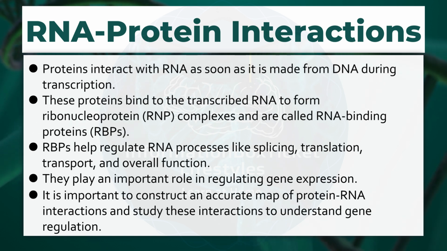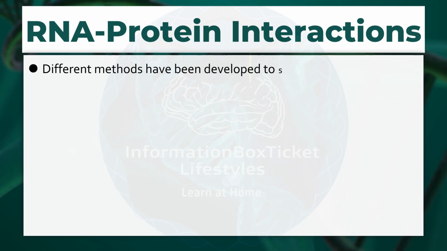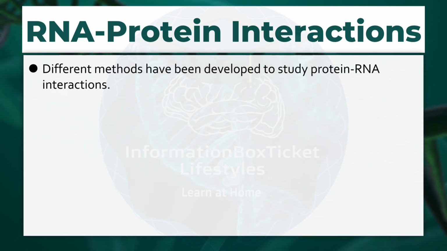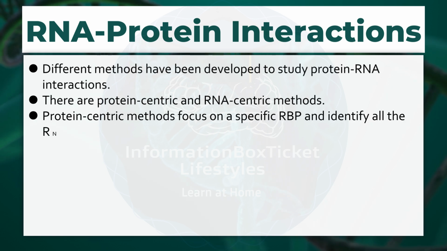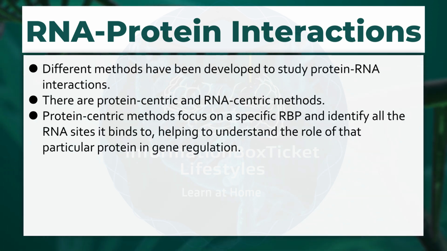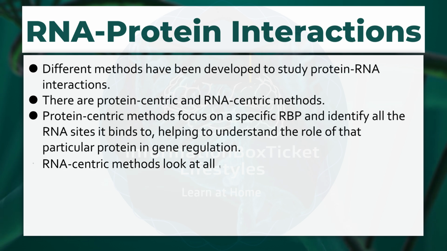It is important to construct an accurate map of protein-RNA interactions and study these interactions to understand gene regulation. Different methods have been developed to study protein-RNA interactions. There are protein-centric and RNA-centric methods. Protein-centric methods focus on a specific RNA-binding protein and identify all the RNA sites it binds to, helping to understand the role of that particular protein in gene regulation.